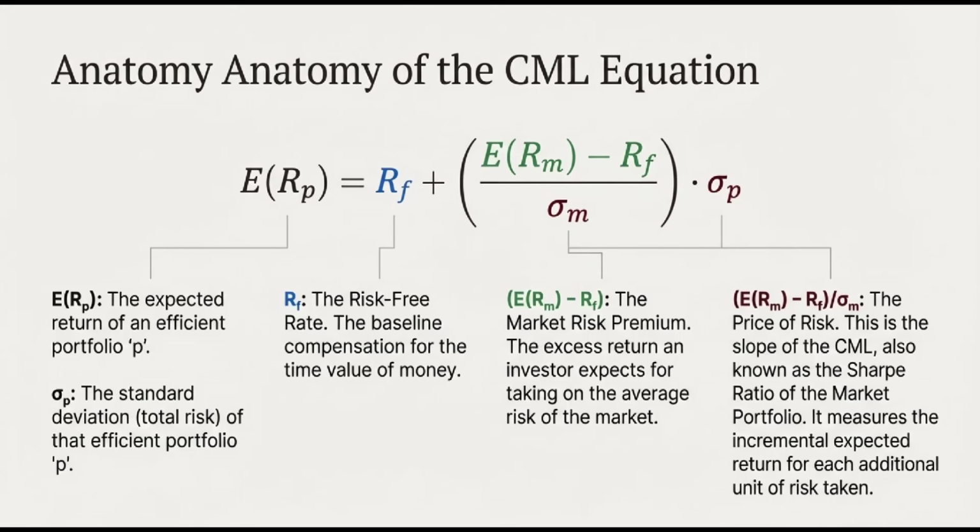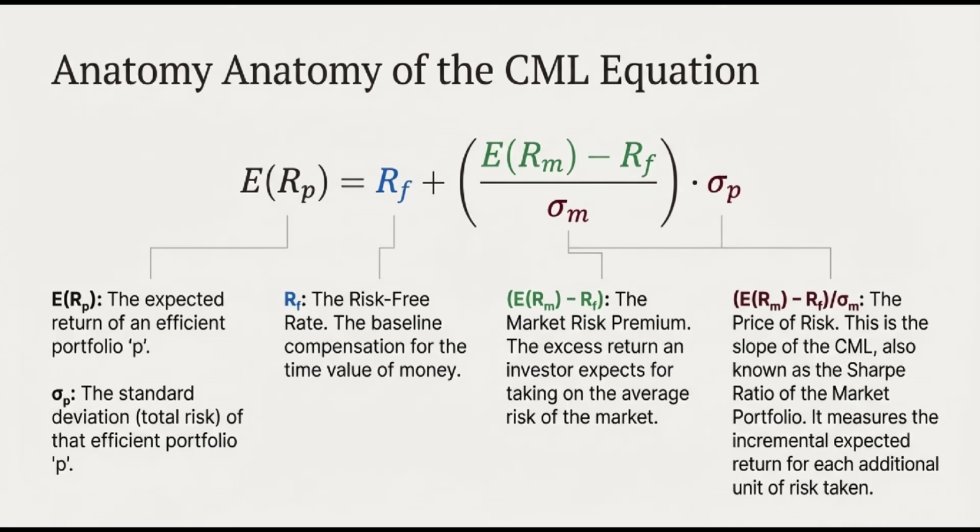Okay, that definitely looks like a straight line equation, your classic y equals c plus mx. Let's break down the symbols. Perfect. Starting with the output, E of RP, that's the expected return of the specific efficient portfolio P that you're analyzing. Got it. On the right side, RF is the risk-free rate. That's your y-intercept, the return you get for zero risk. E of RM is the expected return of the market portfolio, M. Right. Sigma M is the standard deviation, the total risk of the market portfolio. And finally, sigma P is the standard deviation, the total risk of the portfolio P you are testing.